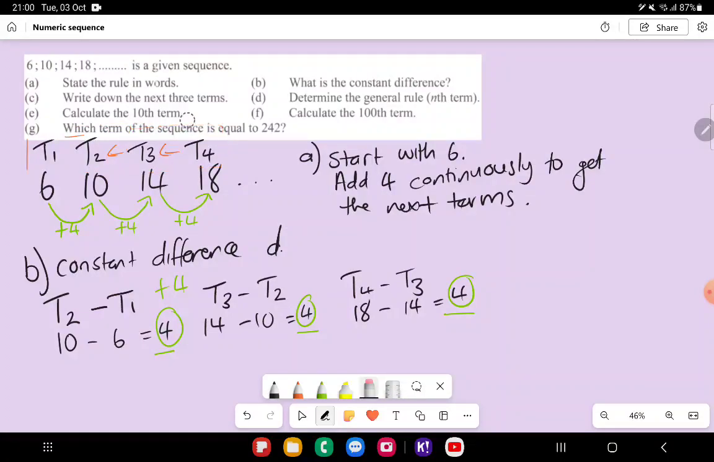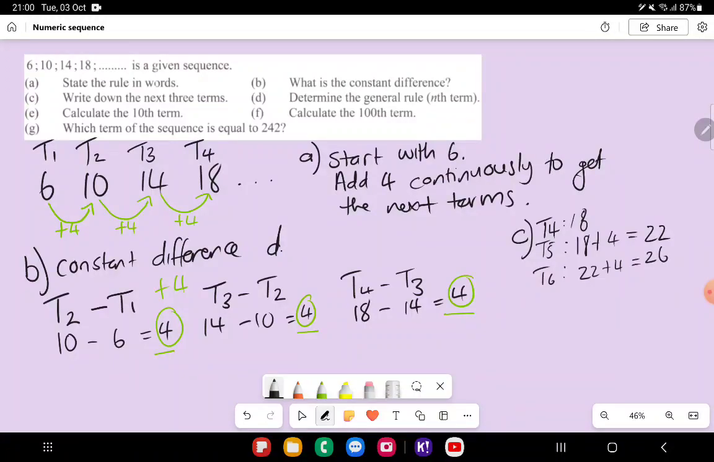Next question, C is asking me, write down the next 3 terms. Now this is easy, right? Because we know that we're adding 4. So what are we going to do for C? We're going to start with 18. So term 4 is 18, right? So to get term 5, I'm going to say 18 plus 4, which gives me 22. Term 6 is going to be 22 plus 4, which gives me 26. And then term 7 is going to be 26 plus 4, which gives me 30.